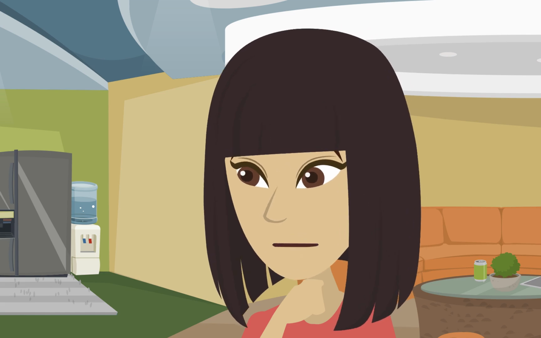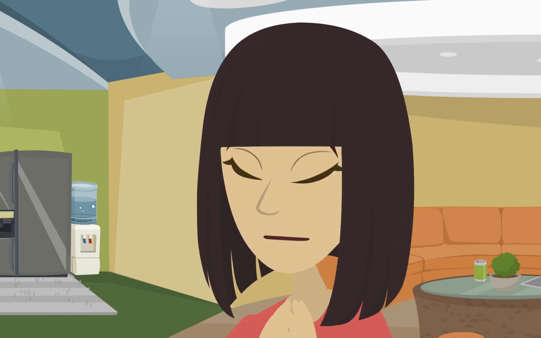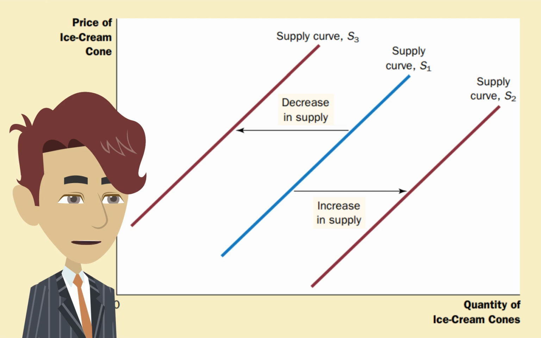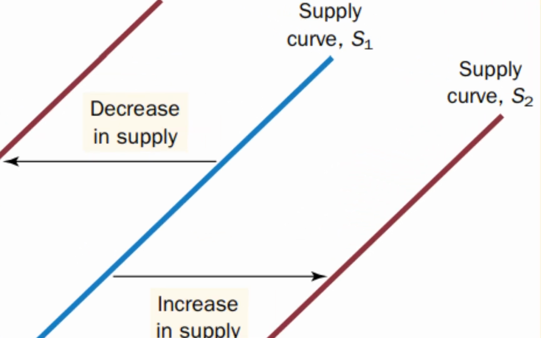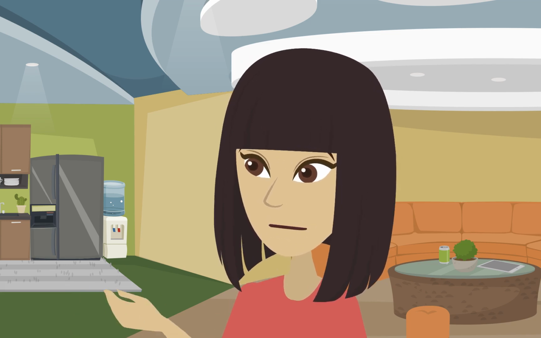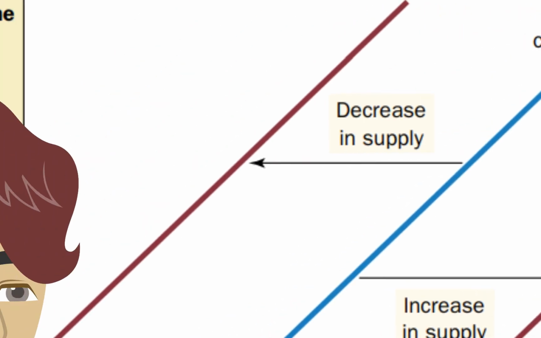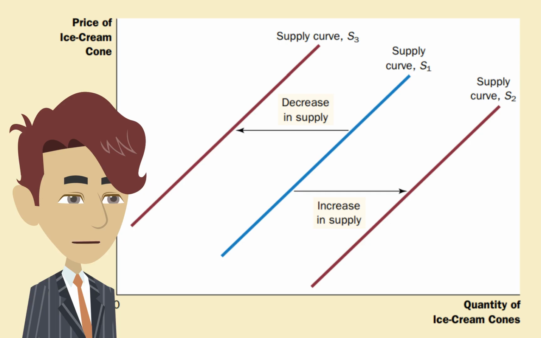That makes sense. So, does that mean more ice cream will be made? Exactly. When it's more profitable to sell ice cream, sellers are willing to produce a larger quantity. This shifts the supply curve to the right. And if something happens that makes it more expensive to produce ice cream? Good question. If input prices rise, like if sugar becomes more expensive, the supply curve shifts to the left because sellers will produce less at each price.